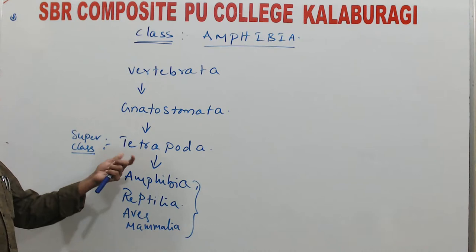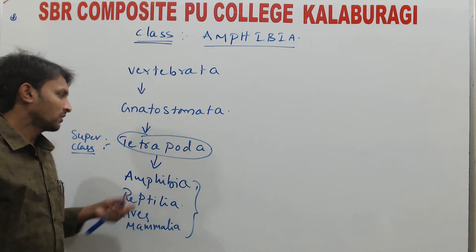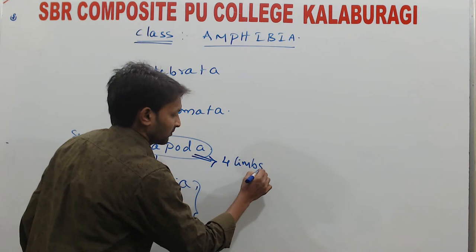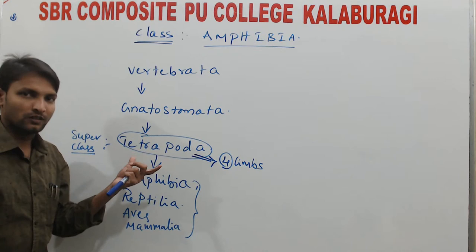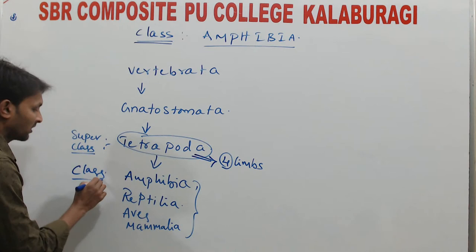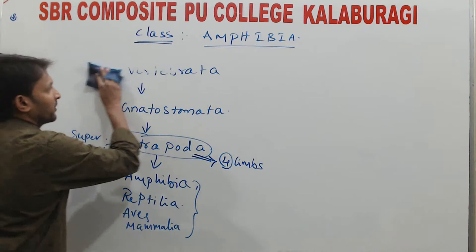So in the name itself it is there, Tetrapoda. Tetra means four, poda means legs, with four limbs. So the organisms with four limbs, one pair of forelimbs and one pair of hind limbs, we are placing under the superclass Tetrapoda. The level of classification is class level. The first class is Amphibia, which today we are going to discuss first. Class Amphibia.